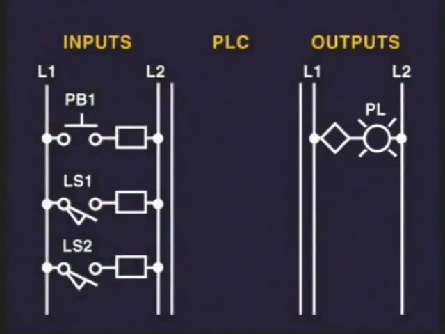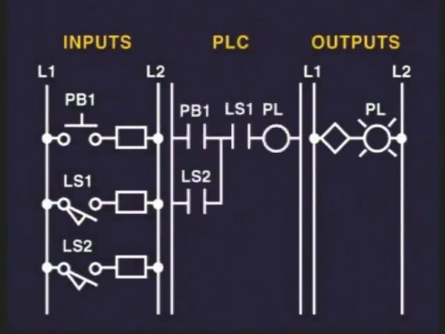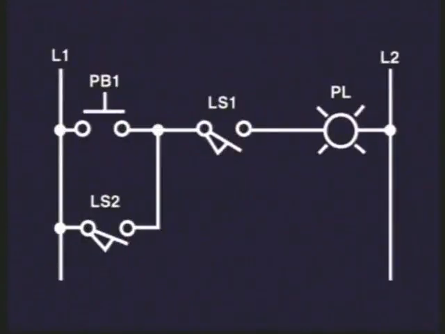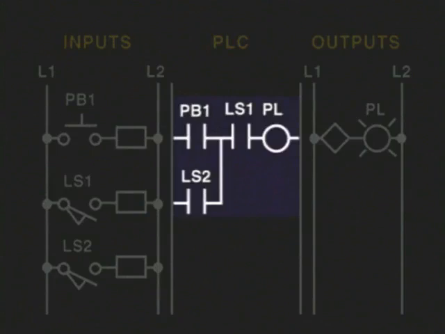In the middle, which represents the CPU or the PLC itself, is the control program, which in this case is like this. Note the similarity of the two wiring configurations. The difference is that one is hardwired and the one in the PLC is sort of softwired.